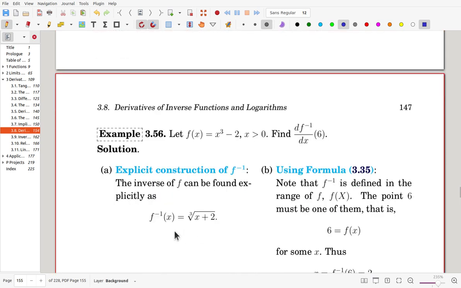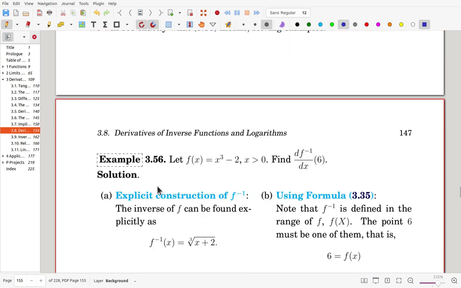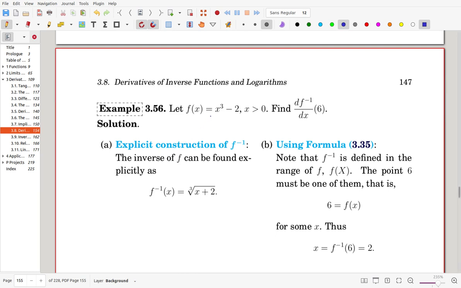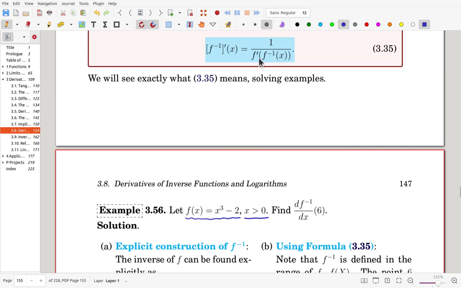Okay. Now, f of x is given in this way with x larger than 0, then it is one-to-one and it has an inverse. Now, we want to find the derivative of f inverse at x equals 6. And here, we'll try to solve the problem by using two methods. One is along with the explicit construction of f inverse, and another one is using this formula.